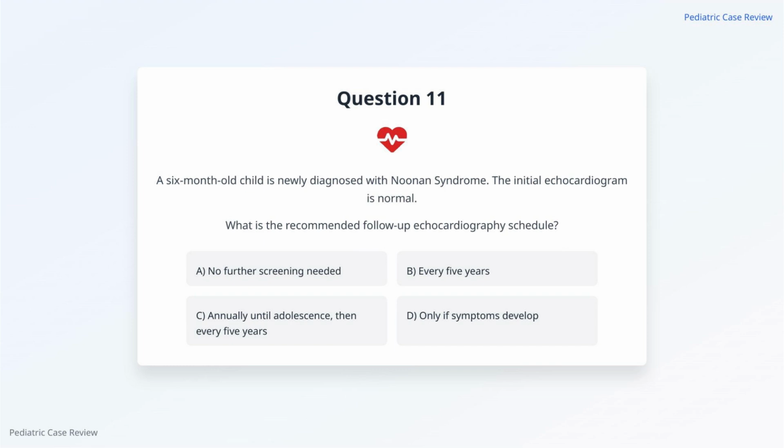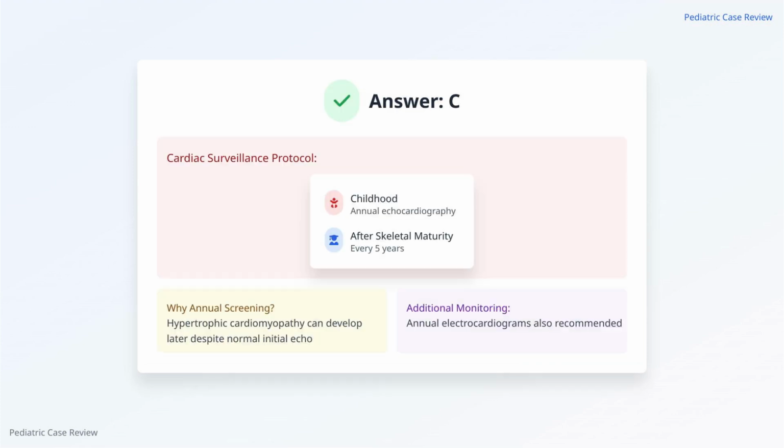Question 11. A 6-month-old child is newly diagnosed with Noonan syndrome. The initial echocardiogram is normal. What is the recommended follow-up echocardiography schedule? Option A. No further screening needed. Option B. Every 5 years. Option C. Annually until adolescence, then every 5 years. Option D. Only if symptoms develop. The correct answer is C.